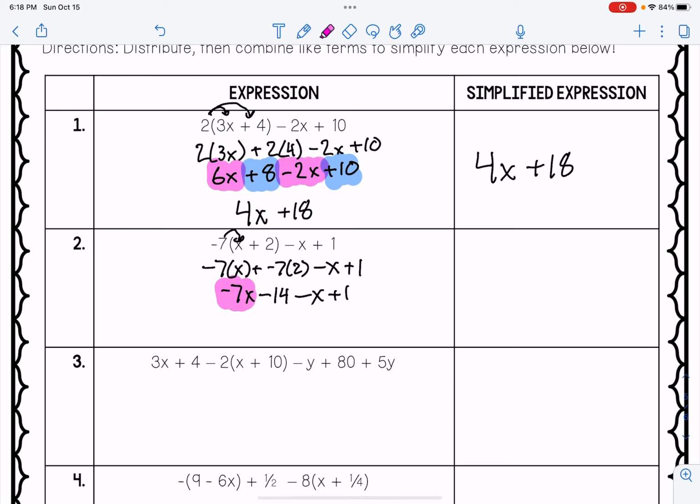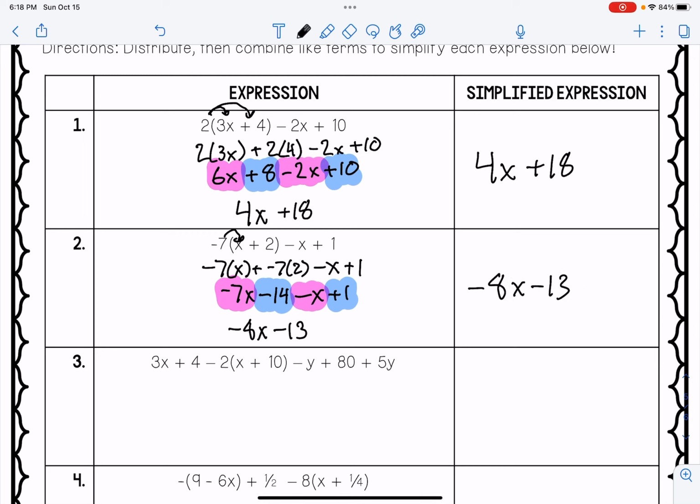Like terms, we've got our negative 7x and our minus x. So negative 7 minus 1, I'm just manipulating those coefficients. Negative 7 minus 1 is negative 8x. And then we move on to our constant terms, things without a variable. Negative 14 and plus 1. And if you use your calculator, negative 14 plus 1 is a minus 13. So we have negative 8x minus 13.